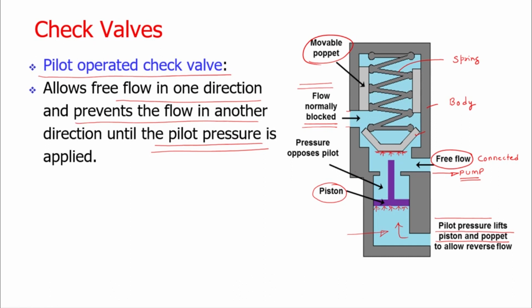So pilot pressure can be applied here. The poppet will be pushed in upward direction. As the poppet is pushed in upward direction, the reverse flow can be allowed. So let us consider we want to just unload the fluid flow. The fluid will come, and if this is connected to the tank, in this way, we can allow the flow of fluid in a reverse direction if the pilot pressure is applied.